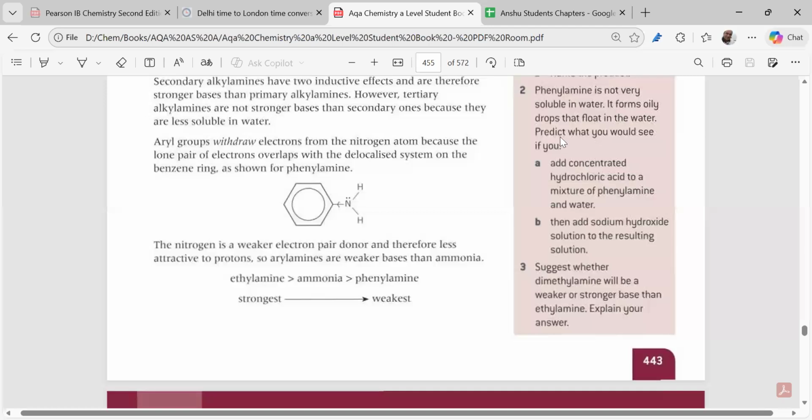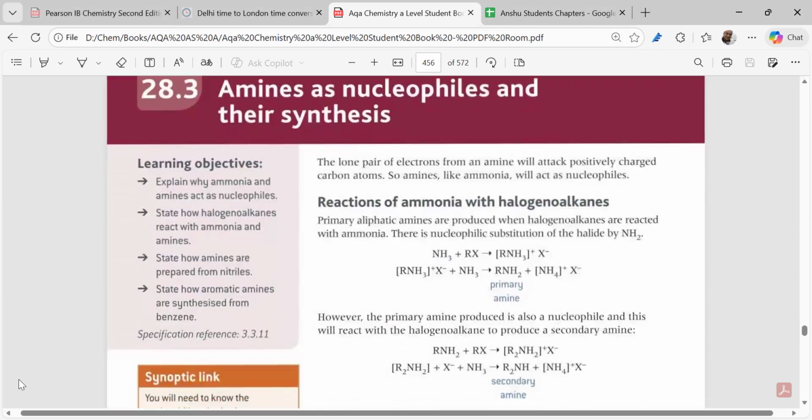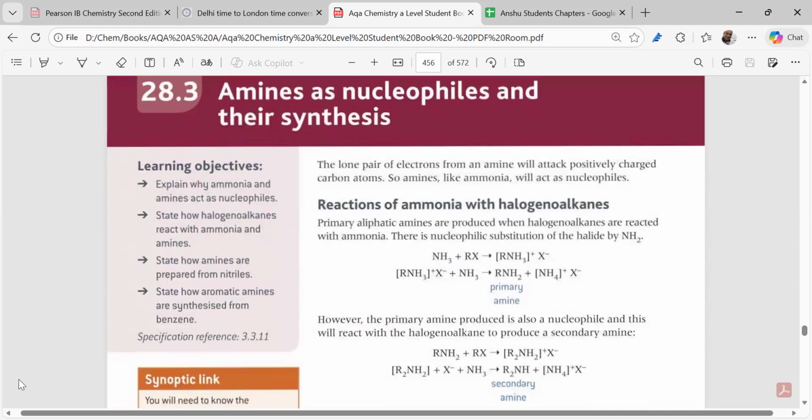Just one minute, guys. Now see, when you talk about the particular phenylamine, it will be the weakest base. I told you why. The availability of the lone pair of electrons will be very crucial over here. Now going to this part, whenever we are seeing the reaction, it will also be very important to know how they act as nucleophiles.